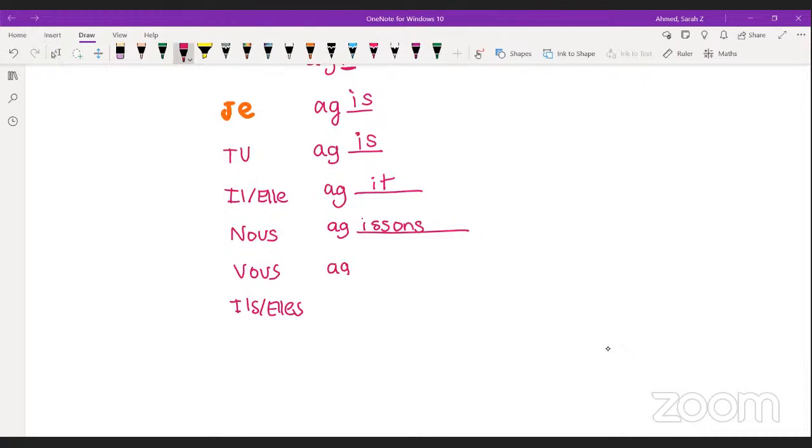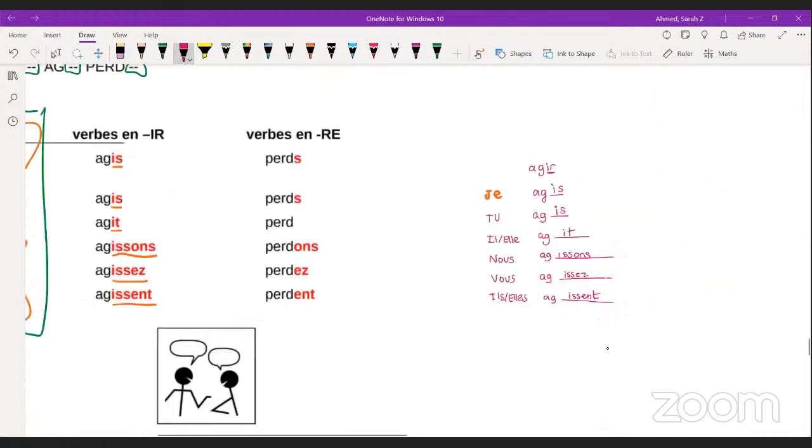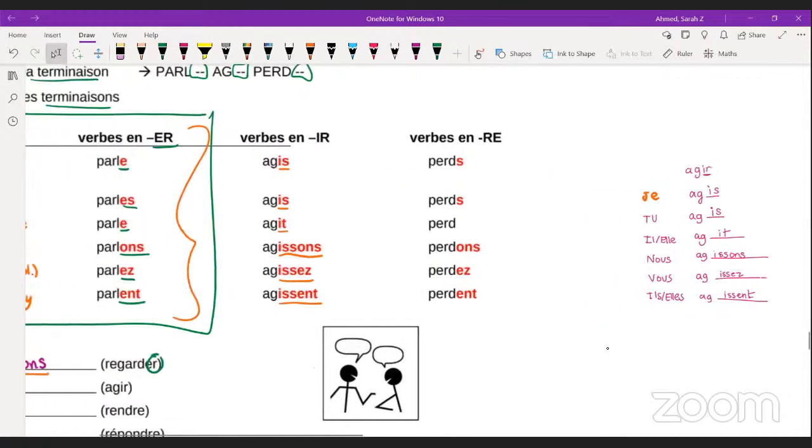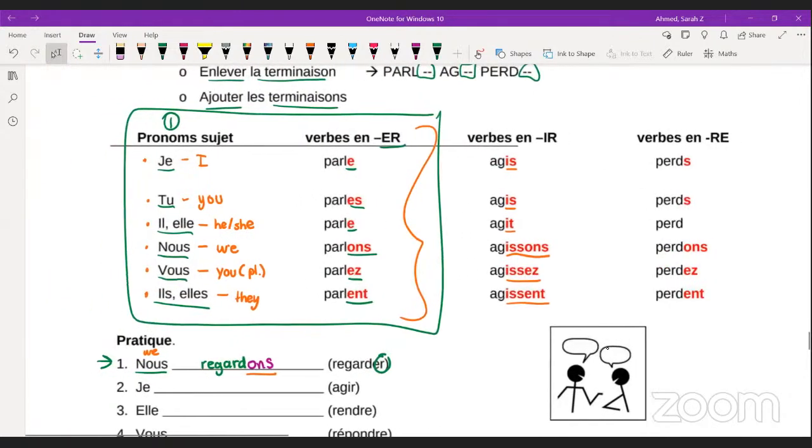And how about for vous? It's very similar. ISSEZ. Perfect. And then for ils, elles, ISSENT, very good. So let's double check: IS, IS, IT, ISSONS, ISSEZ, ISSENT. Okay, so now let's try.